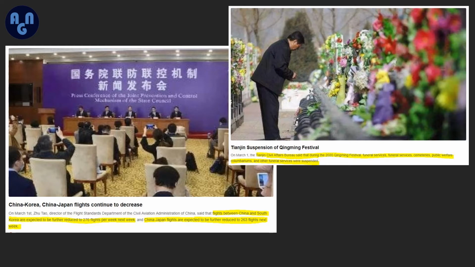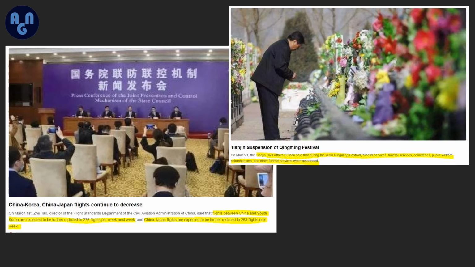We have China-Korea flights and China-Japan flights continue to decrease. They say that the Korean flights are further reduced to 276 flights a week. China-Japan reduced to 263 flights per week. And on the upper right, Tianjin, which is a city that is very close to Beijing. It's south and east of Beijing. It's a coastal city. That's the city where you had that really big chemical explosion a couple years ago that left a crater the size of a few football fields.